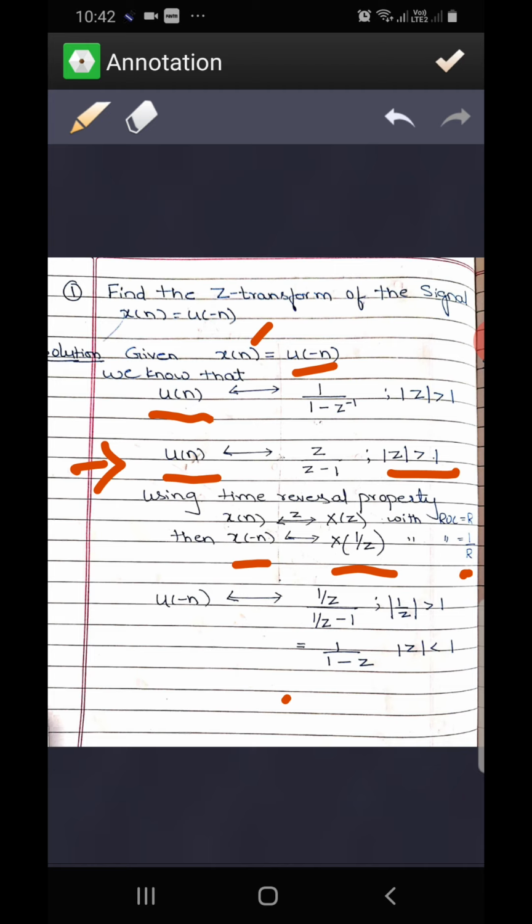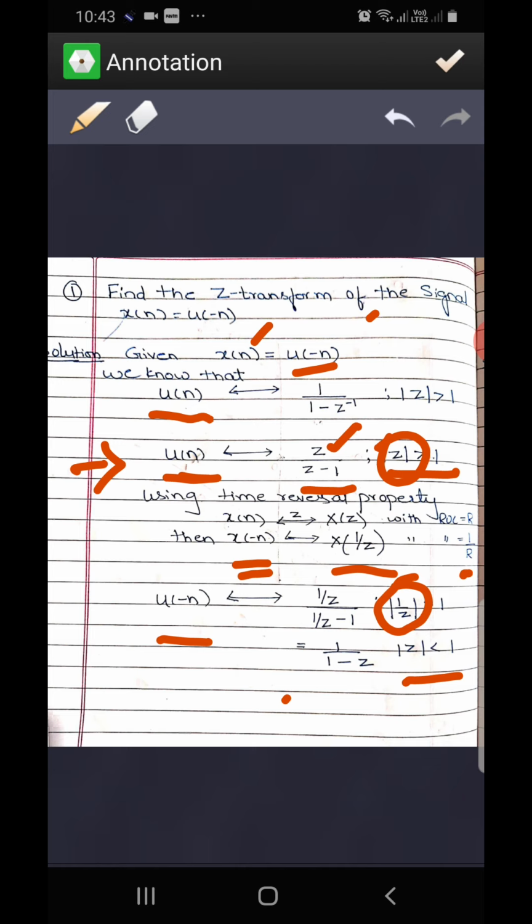If you compare, x of n is u of n, and z by z minus 1 is x of z, and x of minus n is u of minus n. Therefore u of minus n is obtained wherever z is there in this expression, replaced by 1 by z. So 1 by z minus 1. The ROC, wherever 1 by z is there, will become mod z less than 1.